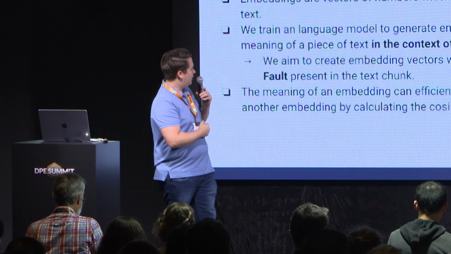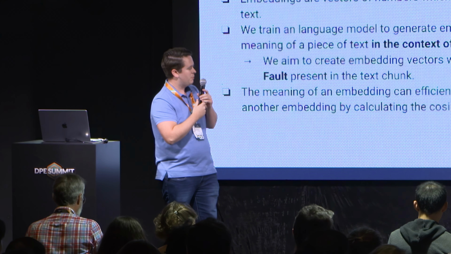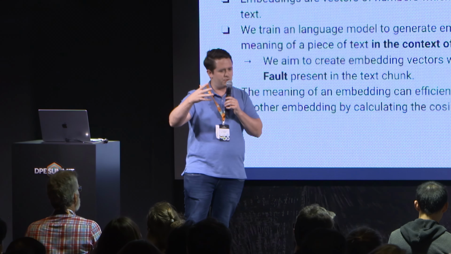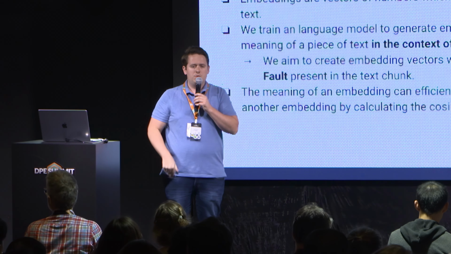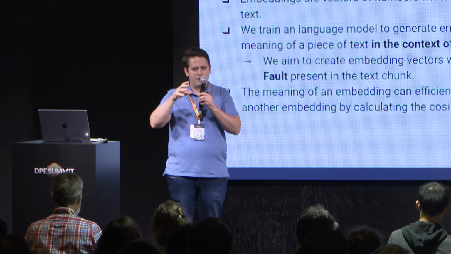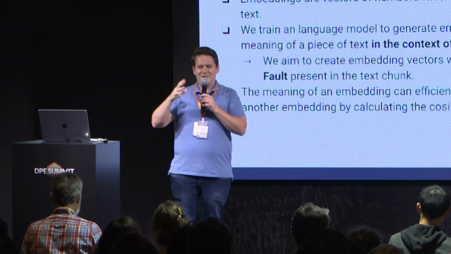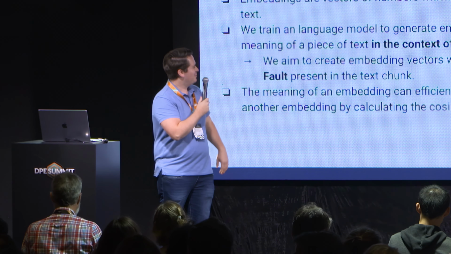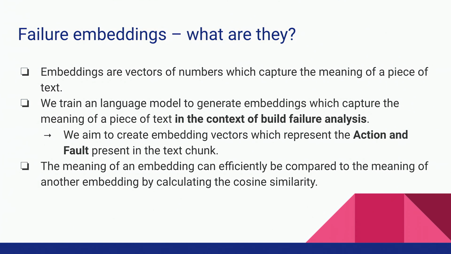And if you're using these pre-trained open source models, a lot of them will be good for general use tasks. But what we wanted to do was take one of those and fine tune it to our domain, right? So let's make it really good at comparing text within the context of failure analytics. And in particular, we want those vectors to represent the action and the fault that's within a piece of text.